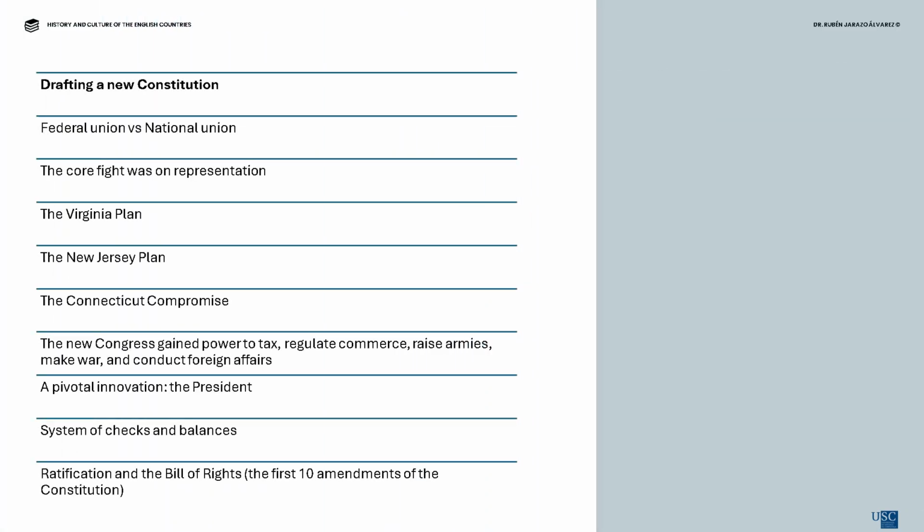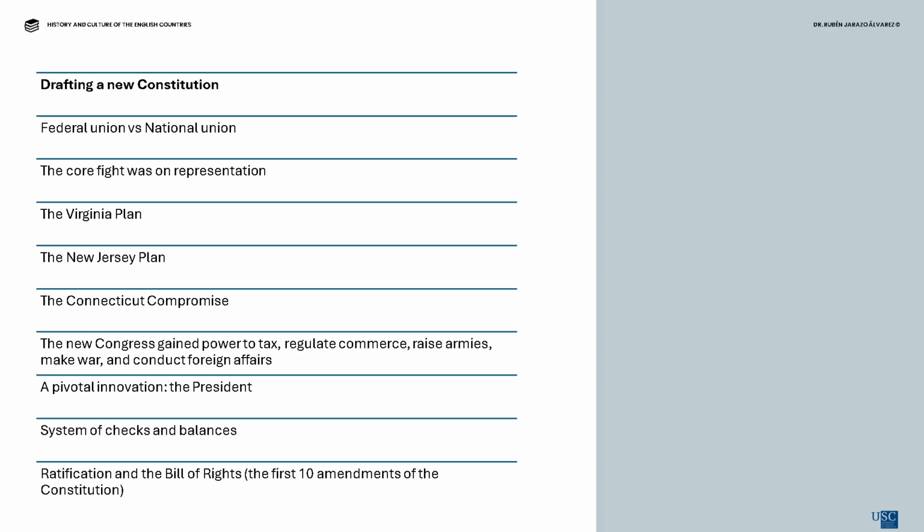A first attempt to fix things at Annapolis faltered. Only 5 states sent delegates. In Philadelphia in the summer of 1787, delegates from 12 states convened to remodel the Articles, but soon undertook to replace them. Two visions collided: a federal union, a loose association of essentially independent states, and a national union, a stronger union with genuine national authority.